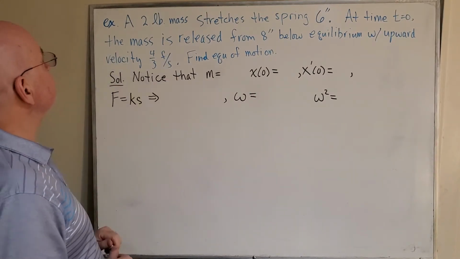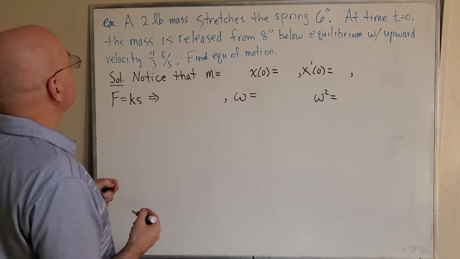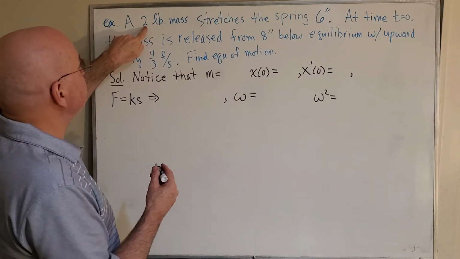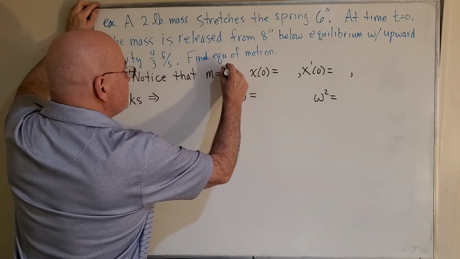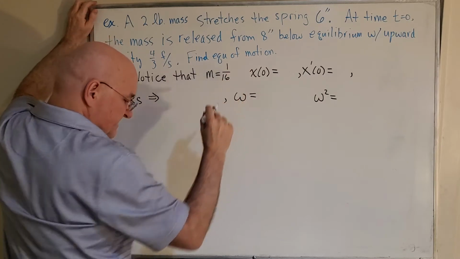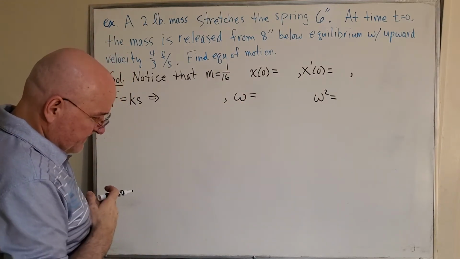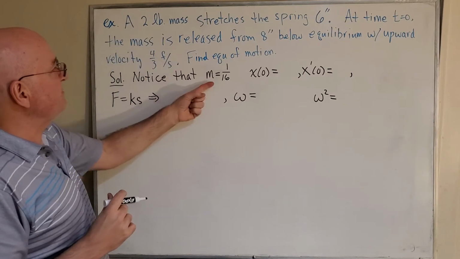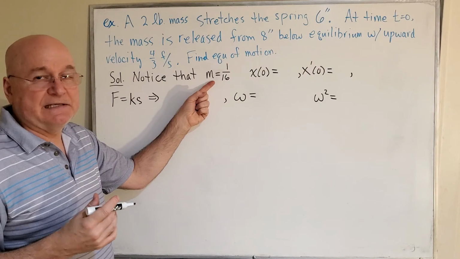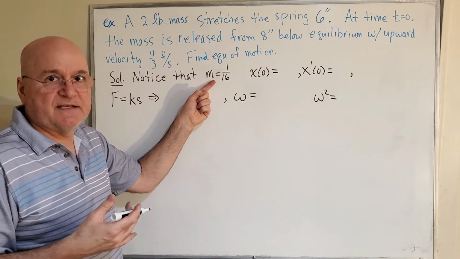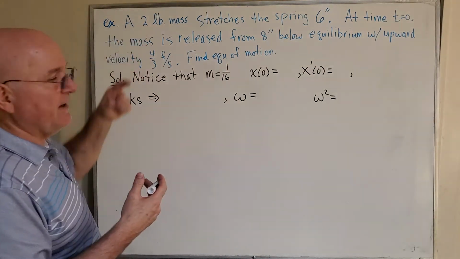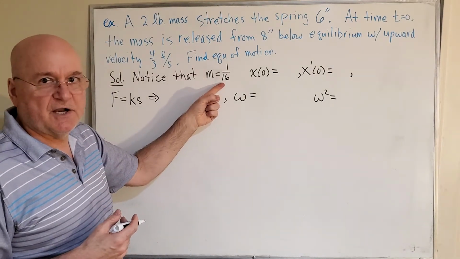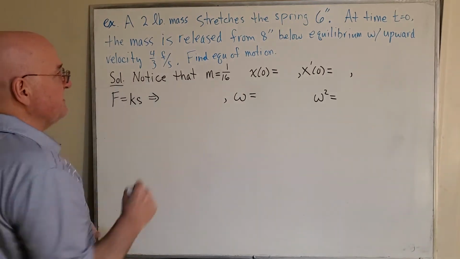What's m? M is 2 divided by 32, so 1 over 16. And I don't think I'd mentioned this, but regarding the units, going from 2 pounds to 1 over 16, we call that slugs, a slug. So when you divide the pounds by the gravity component, it's called a slug. So m is 1/16 slugs.